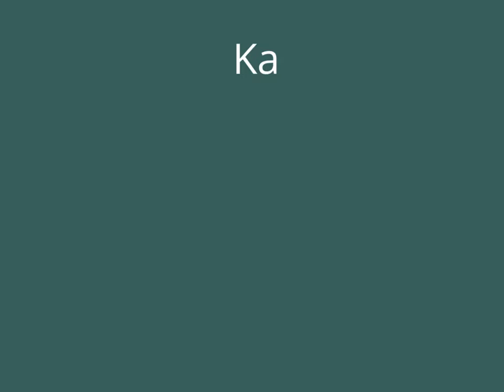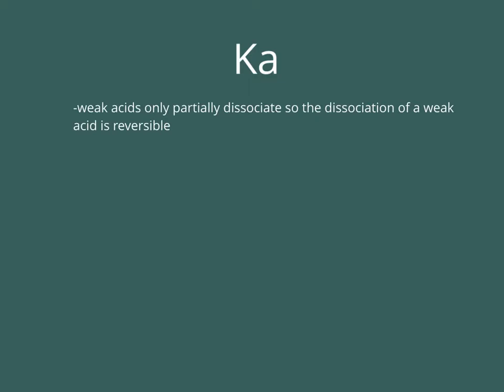As we've discussed in our previous lessons, one of the ways to tell the difference between a strong acid and a weak acid is to look at the dissociation equation. A strong acid will dissociate completely and is therefore an irreversible reaction, whereas a weak acid will only partially dissociate, so it's a reversible reaction.